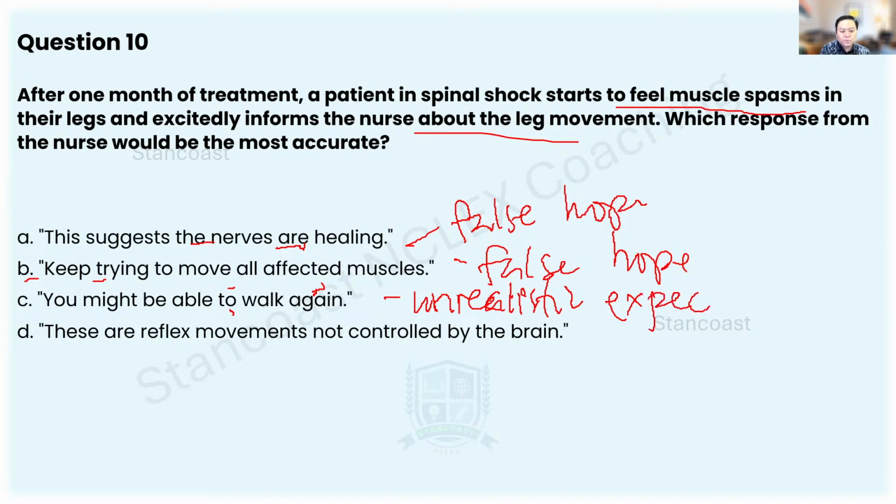Again, the reason the patient is feeling those spasms is because of the comeback of the reflexes. And these are not controlled by expectation. These are not controlled by the brain itself. If the brain would tell the leg, hey, I want you to flex right now, it will not do anything. Okay? Expectation.